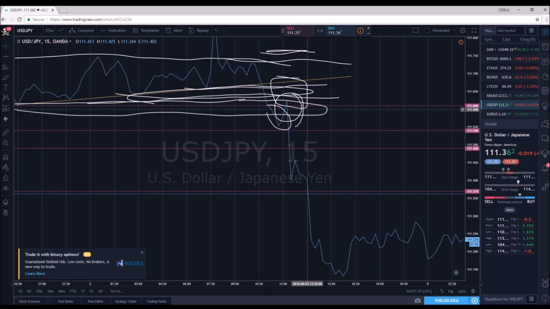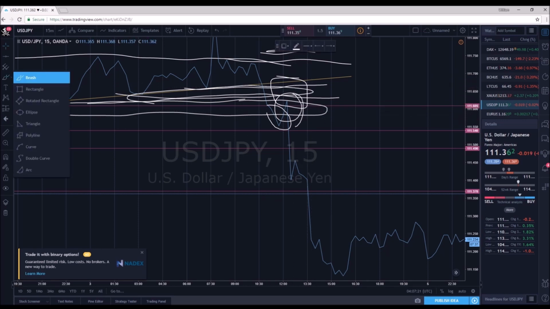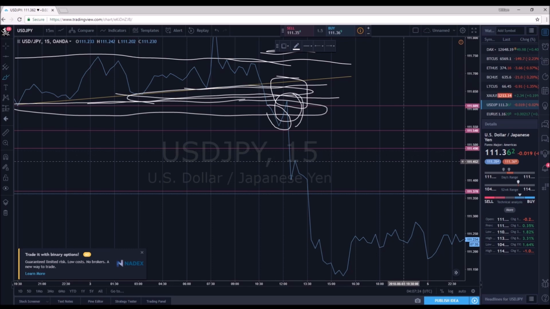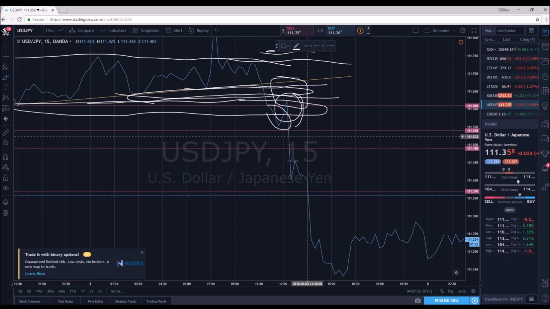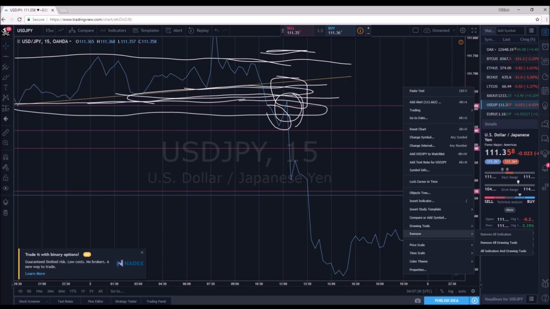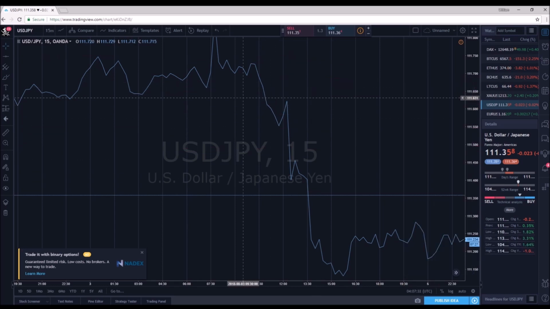I wish I knew how to erase this. I don't mess around with the drawing tool too much. I'm not exactly the best artist on the computer. Okay, let's just go ahead and remove everything.